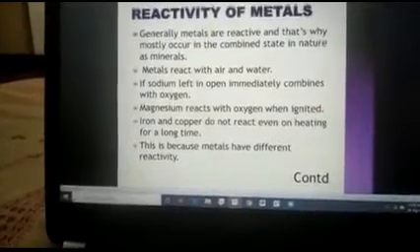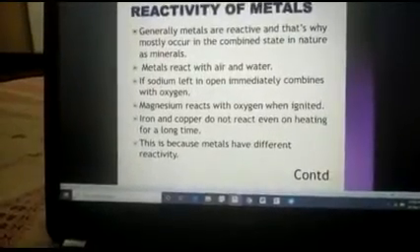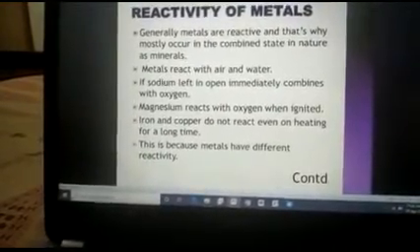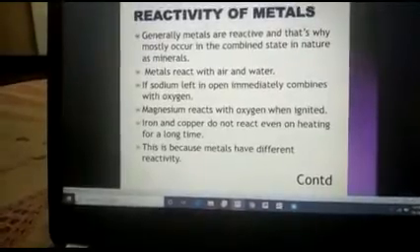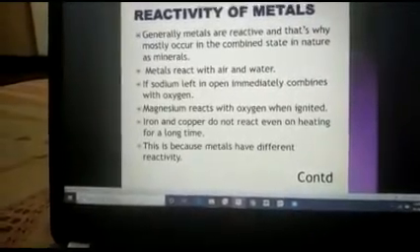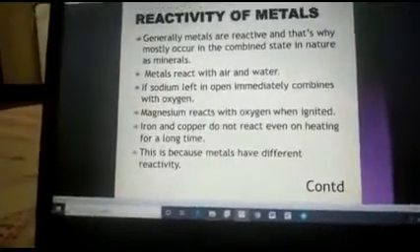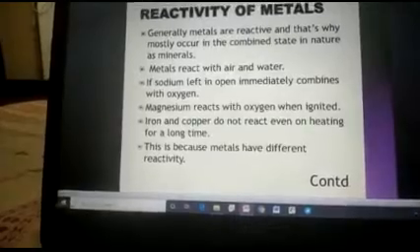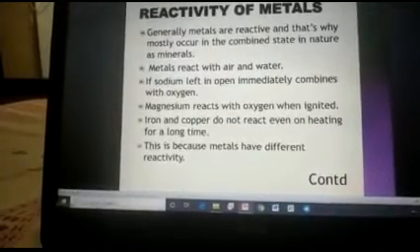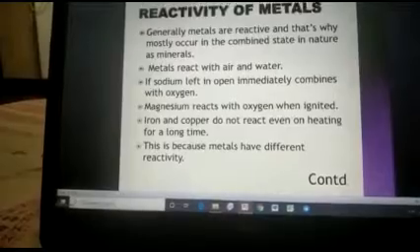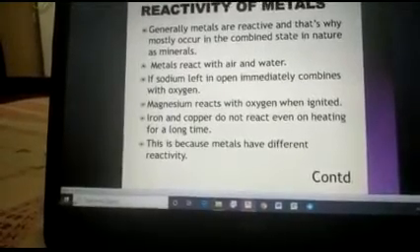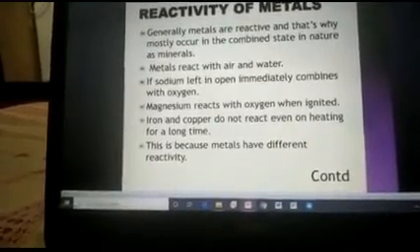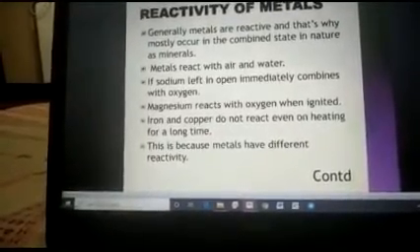Whether they are highly reactive or less reactive. Generally, metals are reactive. That's why they mostly occur in the combined state in nature as minerals. Yes, students, are we able to find a particular piece of metal in the soil? No, because metals are not found in nature separately. They are present in the soil in the form of some compounds. Those compounds are known as minerals.